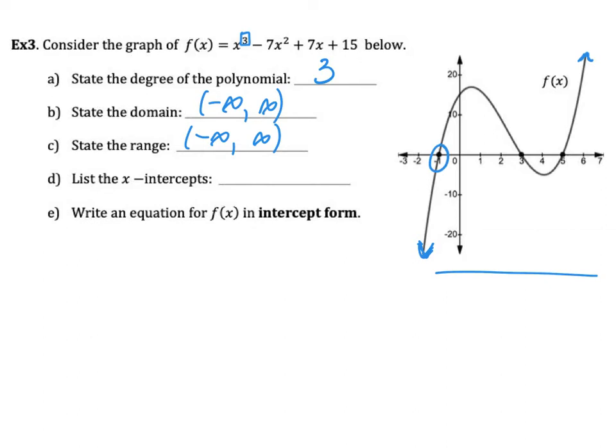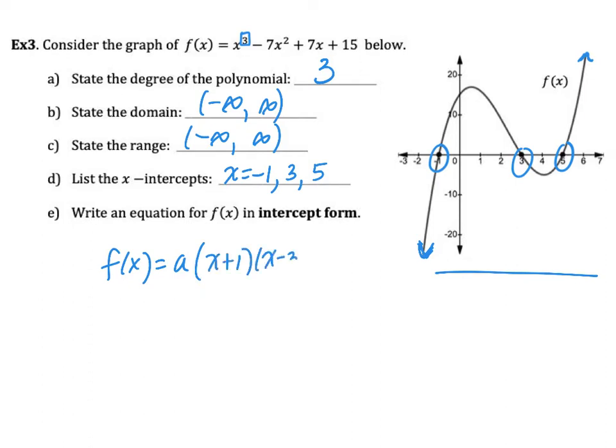The x-intercepts, we can see it has 3 x-intercepts. The x-intercepts are -1, 3, and 5. And so how would we write that equation in intercept form? Well, we have some stretch value. We don't know what it is, but we have our 3 intercepts, and remember, you write them with the opposite sign. So if it's a -1, we should have x plus 1 in parentheses, x minus 3 in parentheses, and x minus 5 in parentheses.